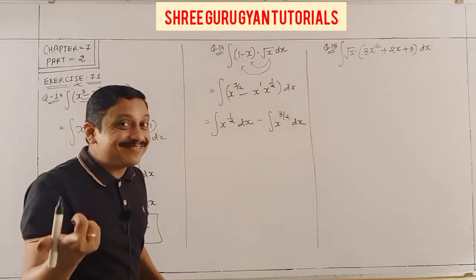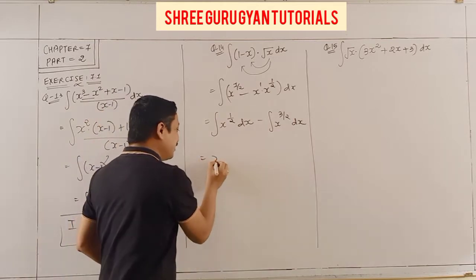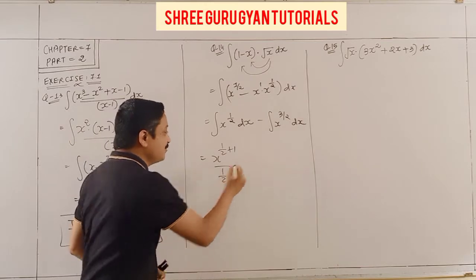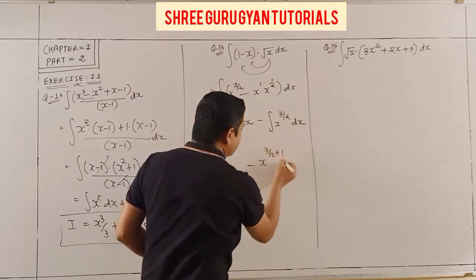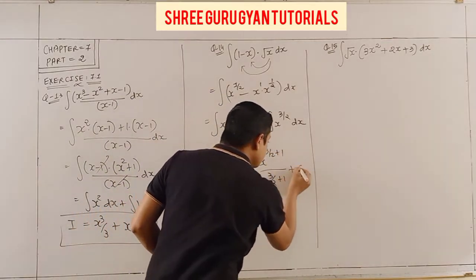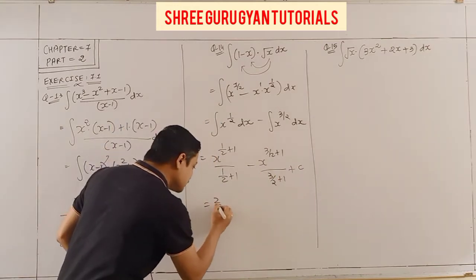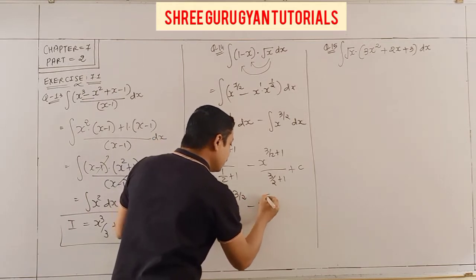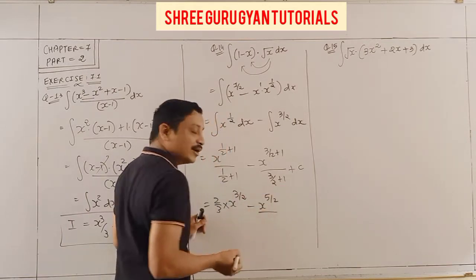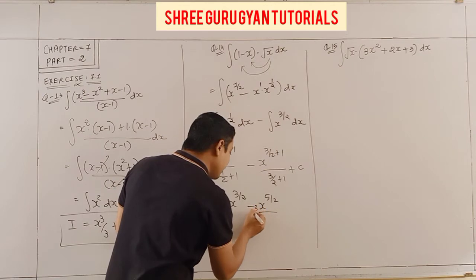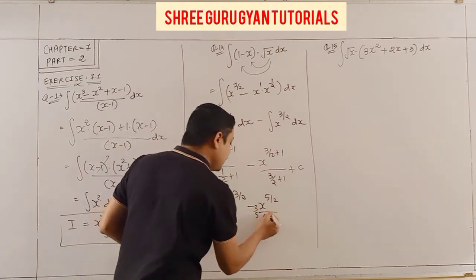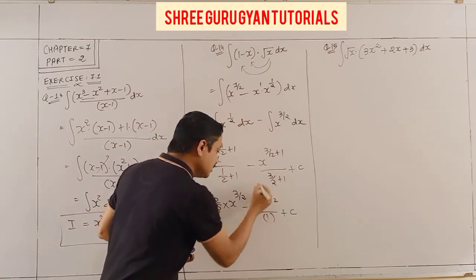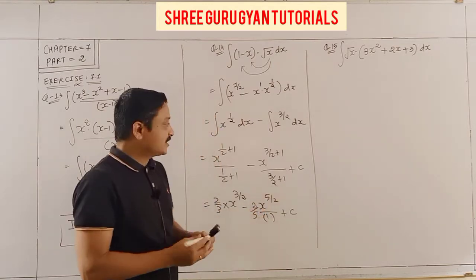Now x raised to n plus 1 by n plus 1. So my first answer is x raised to half plus 1 over half plus 1. Similarly here, 3 by 2 plus 1 over 3 by 2 plus 1. So indirectly your answer is 2/3 x raised to 3 by 2. Here 5 by 2 in the denominator, which means 2 by 5, and plus c is as it is. So finally students, I write down here 2 by 5 x raised to 5 by 2.